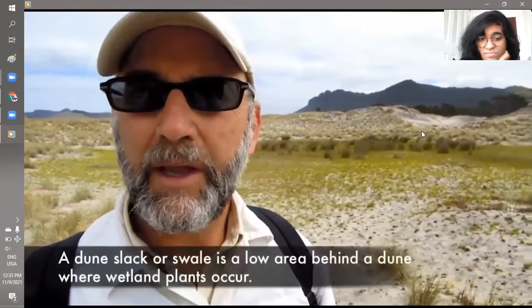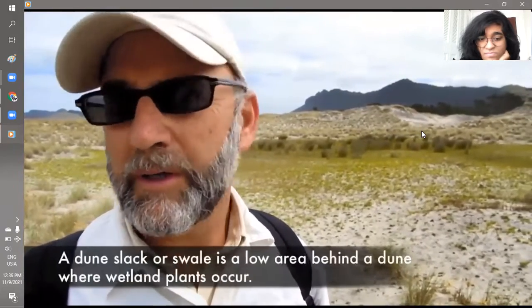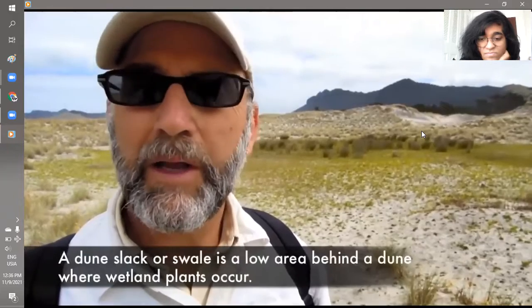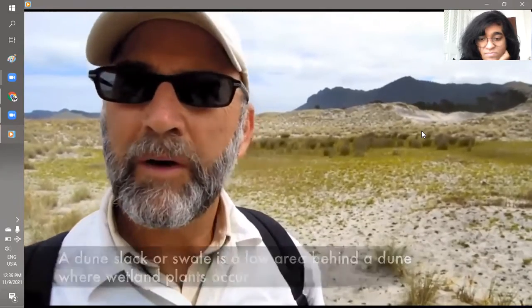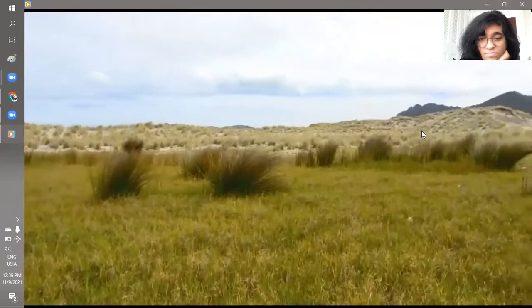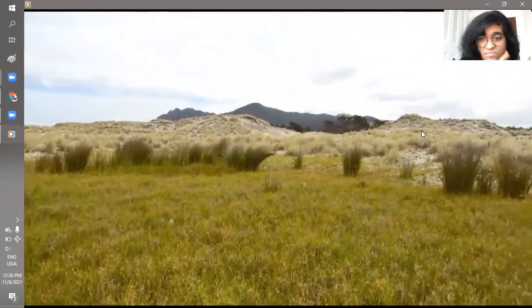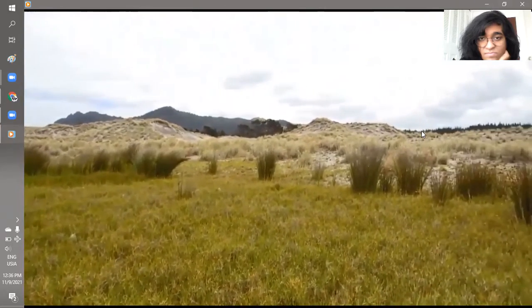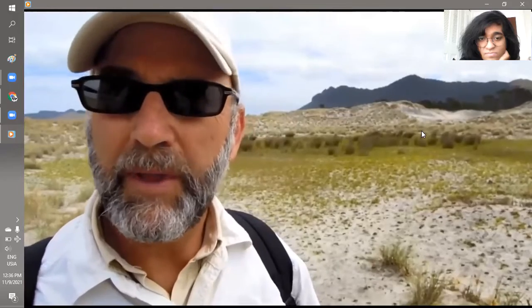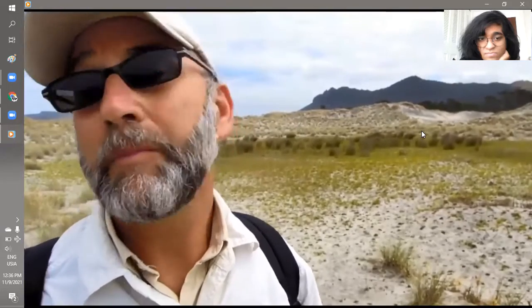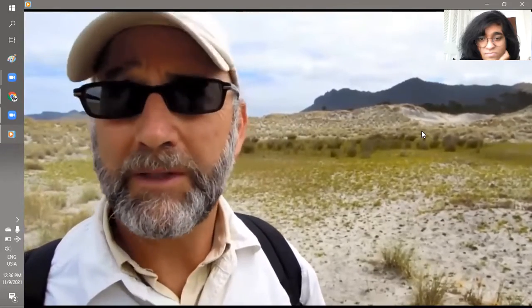Where I am now is between the primary dune and the secondary dune on Kauri Beach. And this is a dune slack or a swale. It's a low area, a depression, where the water table comes much closer to the soil surface. So the plants that you see behind me, these plants are actually adapted to a higher water table and some inundation. So you see some very typical marsh plants here.